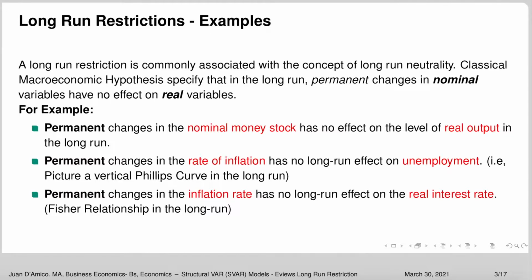Another example can be permanent changes in the rate of inflation have no long run effect on unemployment. You can picture a vertical Phillips curve in the long run. Lastly, permanent changes in the inflation rate have no long run effect on the real interest rate. You can picture the Fisher relationship in the long run.